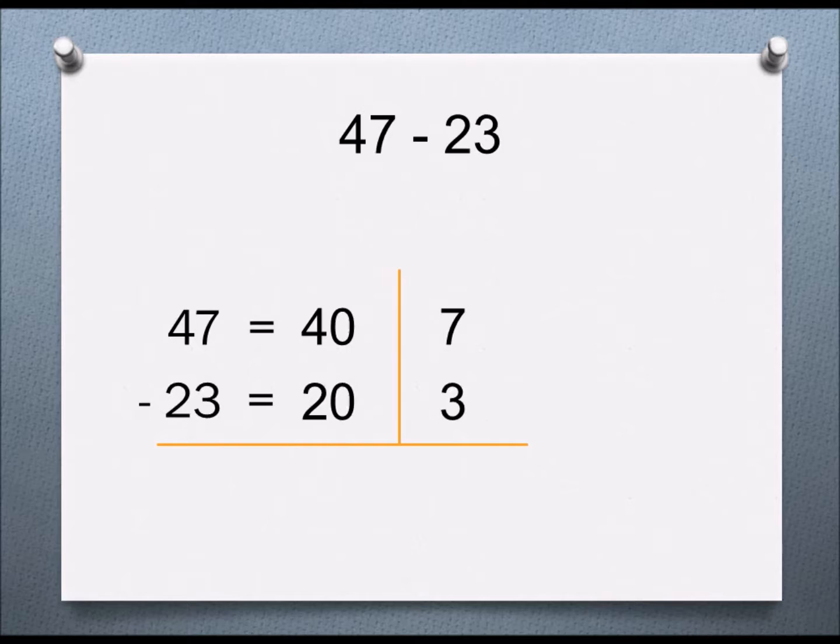So in the first column, we're going to call it the column of ones. We have a 7 minus 3, which will give us 4. In the second column, we have the tens. We have 40 minus 20 will equal 20. Together, the number is 24.